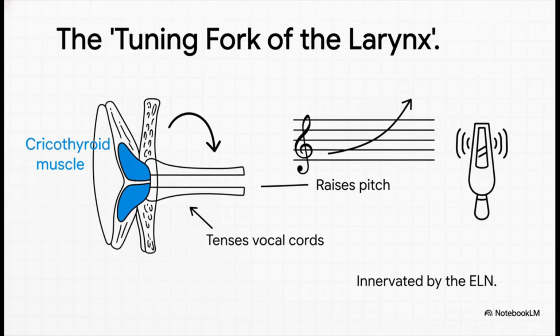It's the only intrinsic laryngeal muscle that's innervated by the external laryngeal nerve, which is a branch of the vagus. Every other one is supplied by the recurrent laryngeal nerve. So what does it do? Its job is to rock the thyroid cartilage forward.